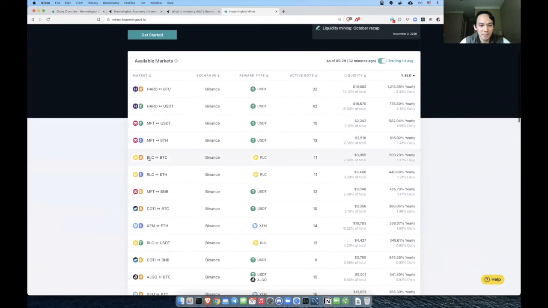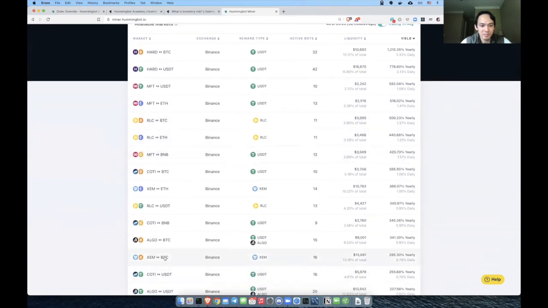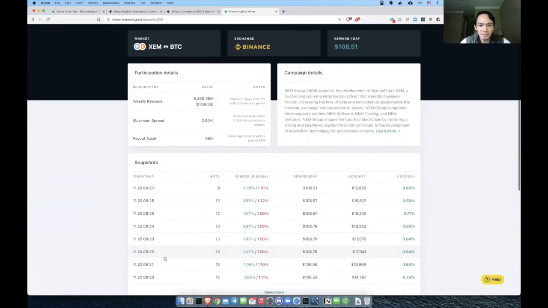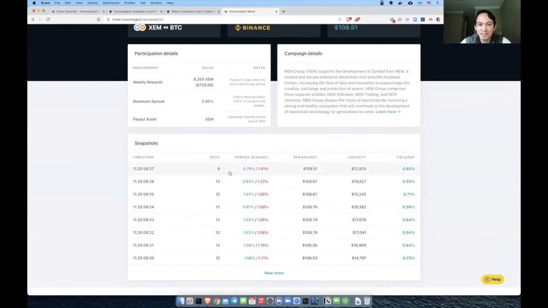If we go to one of the Zen markets, let's say Zen BTC, if you click on that, we can actually see what the weighted average spreads are across all the participants. So you can see here, at this point in time, the weighted average across users was 0.8% bid and 1.4% ask.